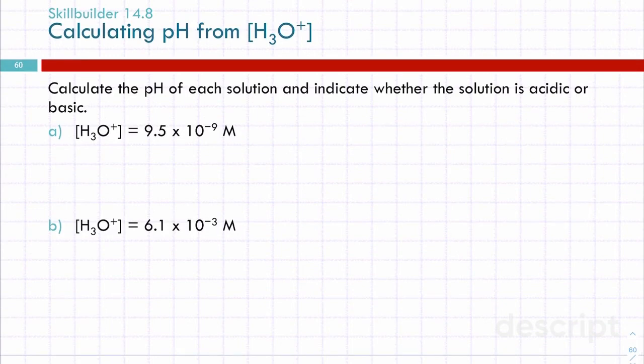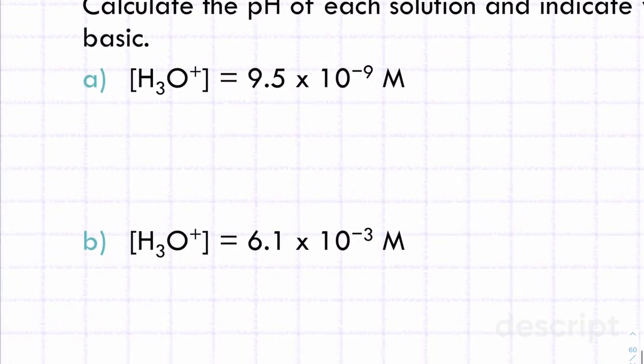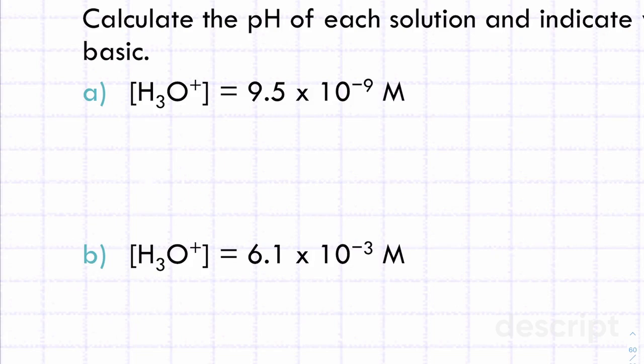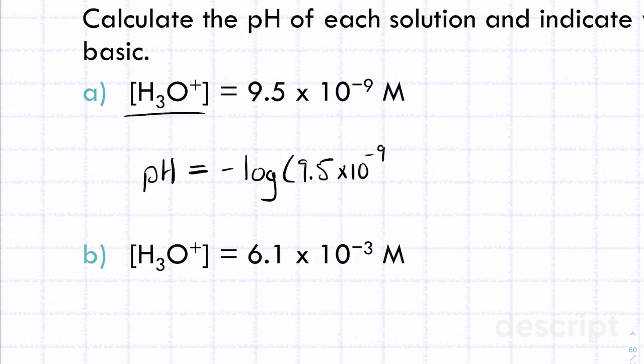So, calculate the pH of each solution, indicate whether the solution is acidic or basic. All right, so we just saw it. How do we calculate pH? 1 times 10 to negative 14 above. That's how we would go to OH minus. But here we just want to calculate pH. So it'll be the negative log of whatever this H3O plus concentration is. So 9.5 times 10 to the negative 9.